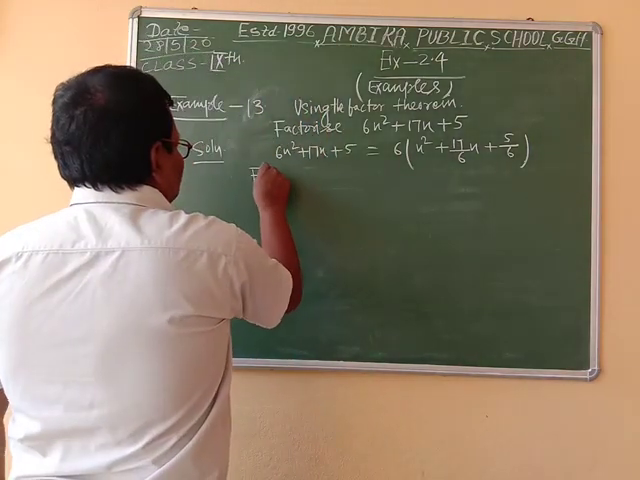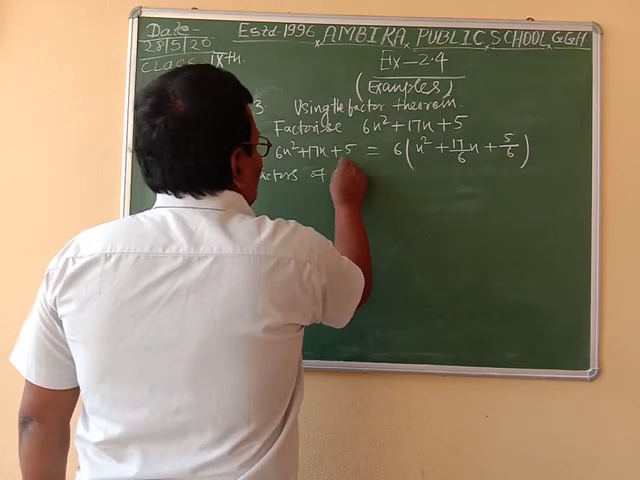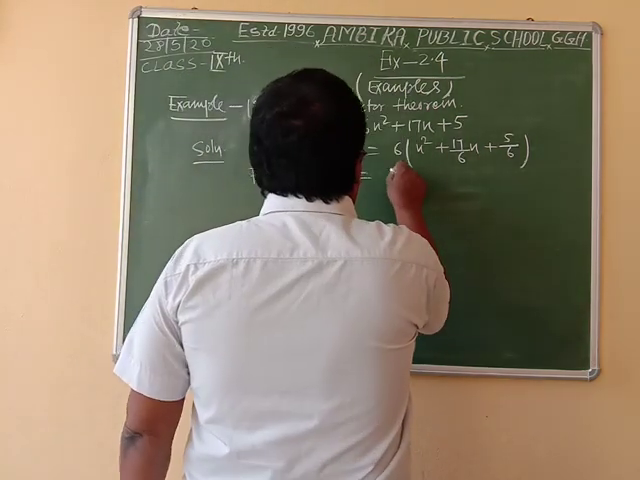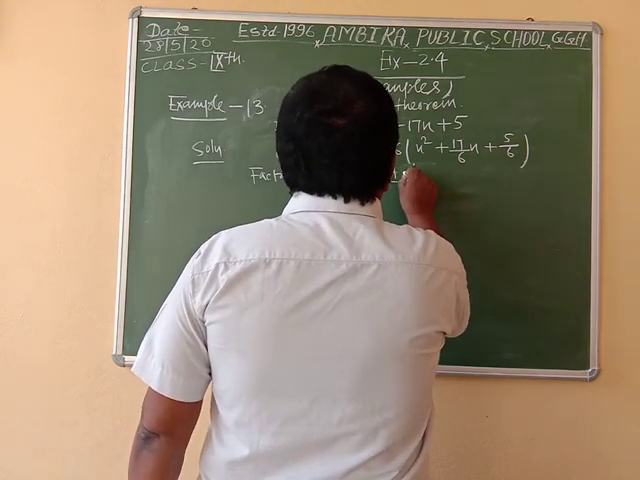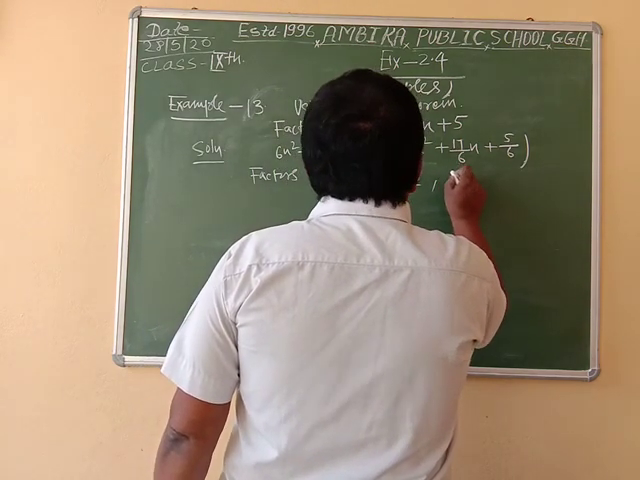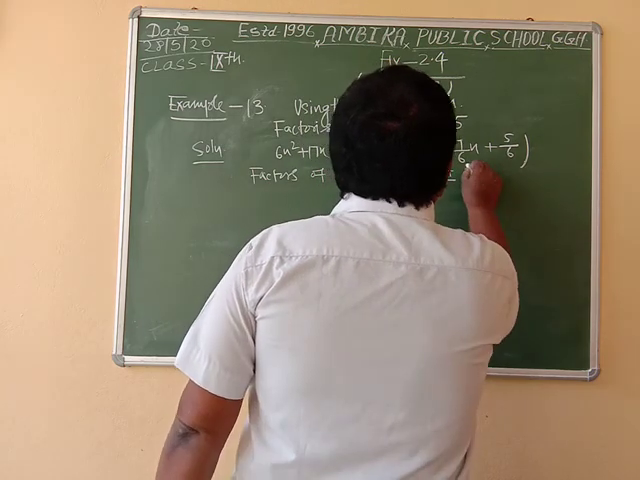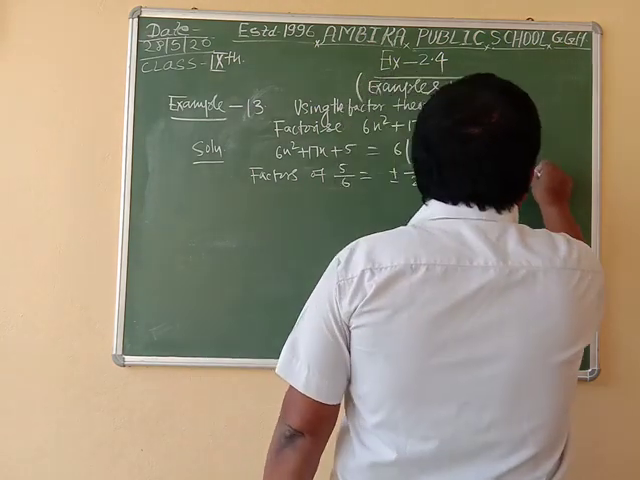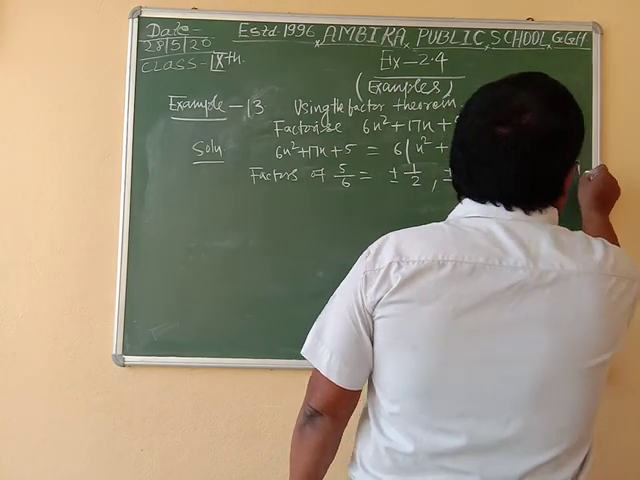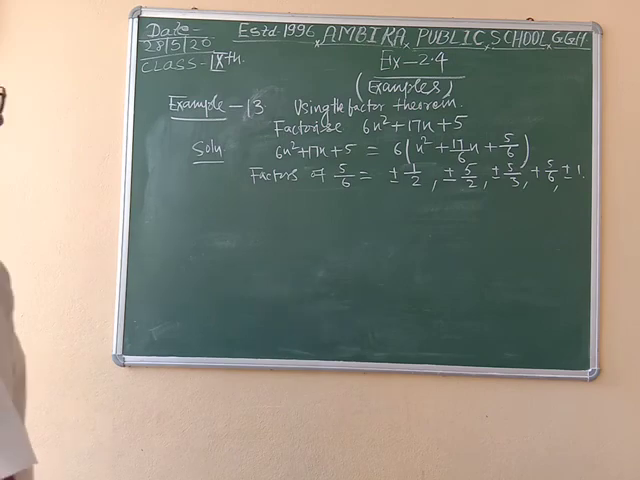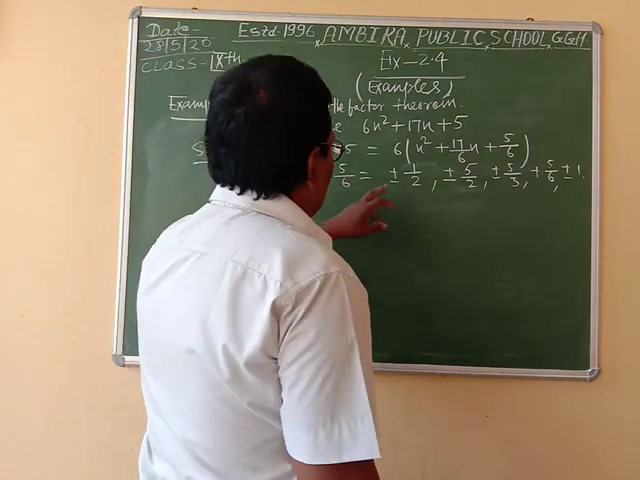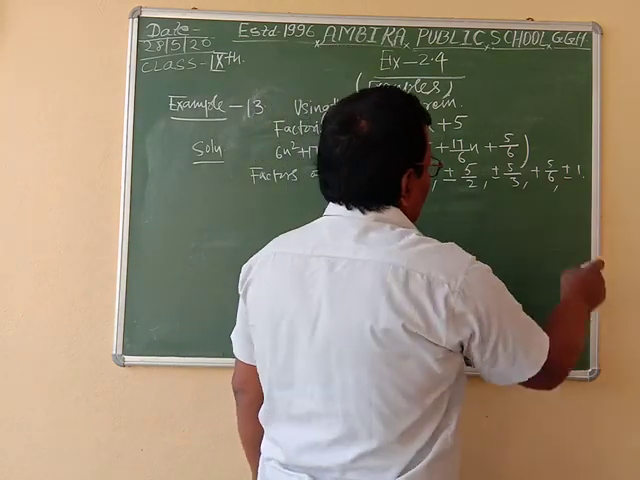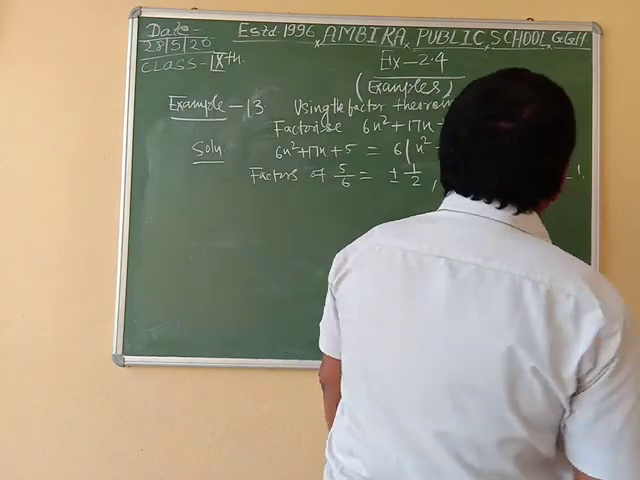Factors of 5 by 6. Possible values of 5 by 6 are plus minus 1 by 2, plus minus 5 by 2, plus minus 5 by 3, plus minus 5 by 6, and plus minus 1. So the possible values are plus minus 1 by 2, plus minus 5 by 2, plus minus 5 by 3, plus minus 5 by 6 and plus minus 1.